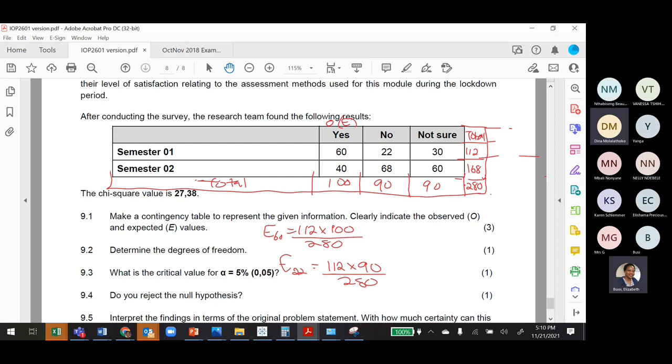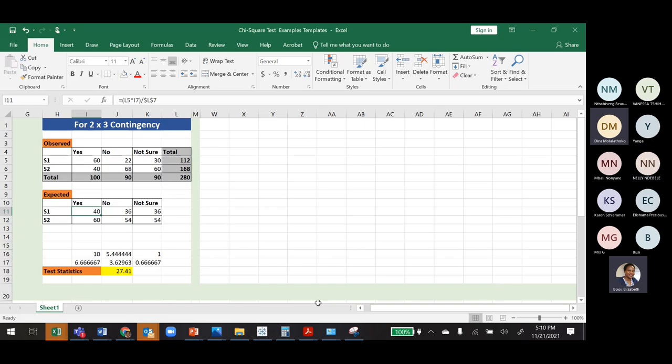40. Multiply by 100 equals, divide by 280. It equals 40. Yes. As you can see on the template as well, our expected value for that, for 60, is equal to 40. And that is just the calculation that I did the same way. Your cell, if I double click on it, you will be able to see that.